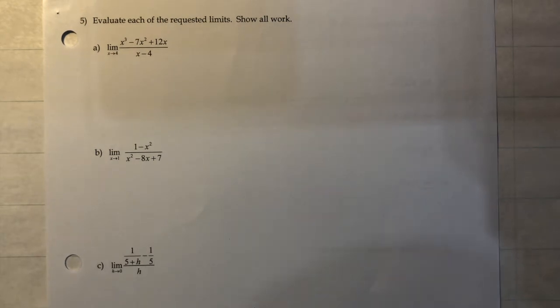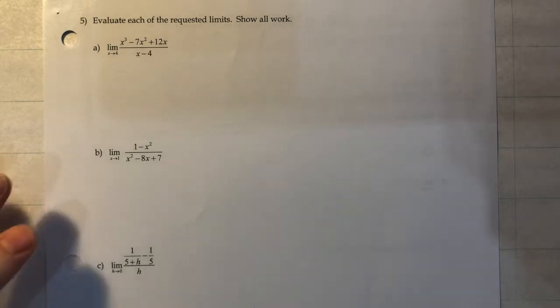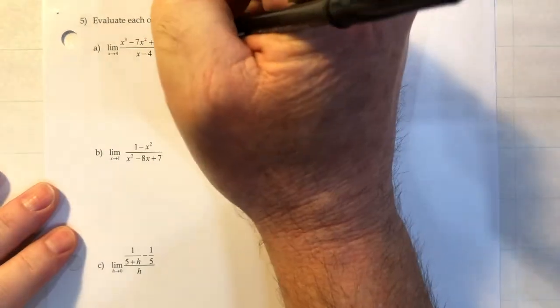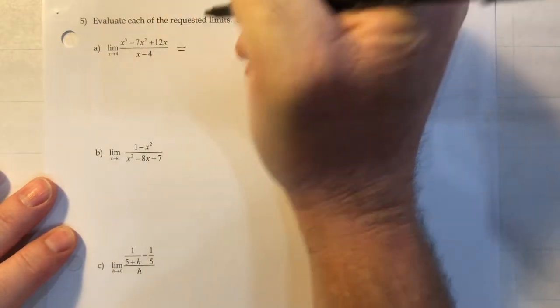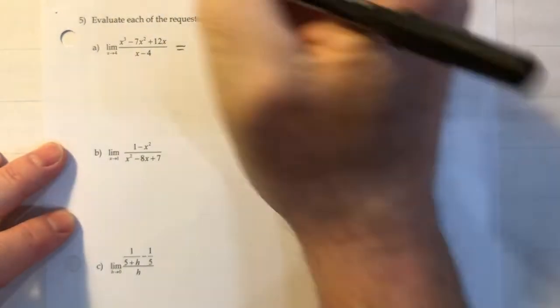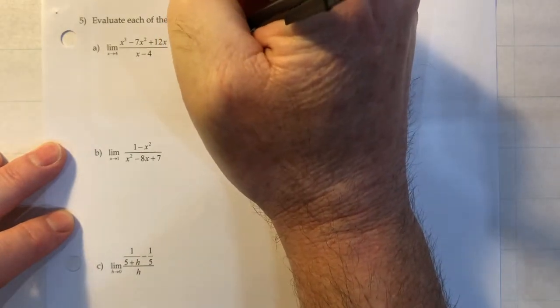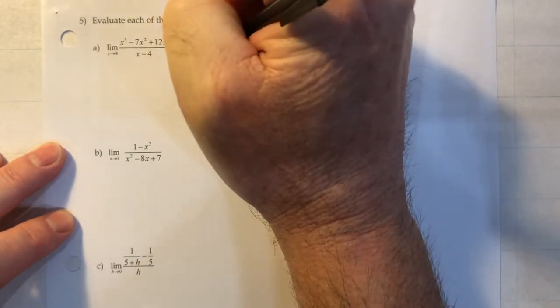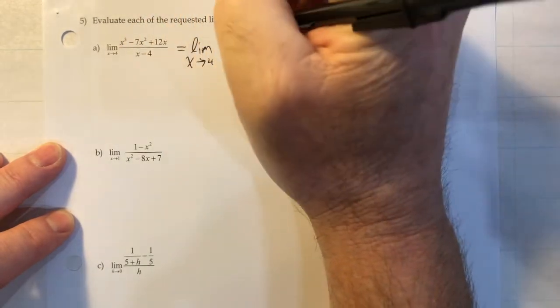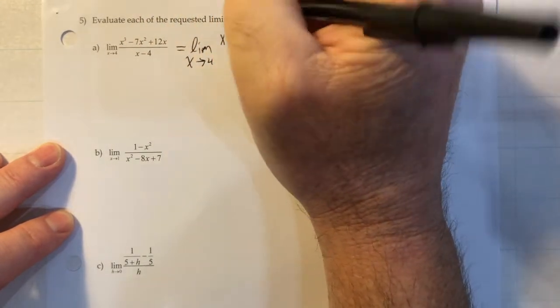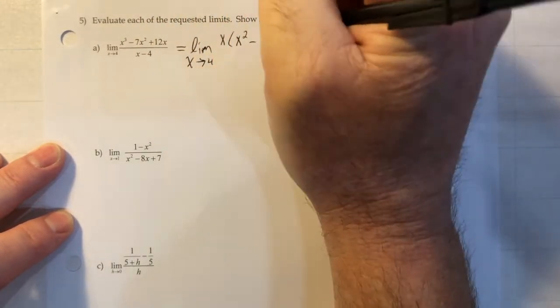They want us to evaluate each of the requested limits and show all of our work. So if we look at this first one with the limit as x approaches 4, we should be able to see right away plugging in is not a viable option, because if you plug a 4 into the denominator, you get a 0. So we'll use our standard ploy of trying to factor and see if we can get that x minus 4 to cancel. So we have the limit as x approaches 4. There's an x in every term in the numerator, so we can factor out that GCF of x.